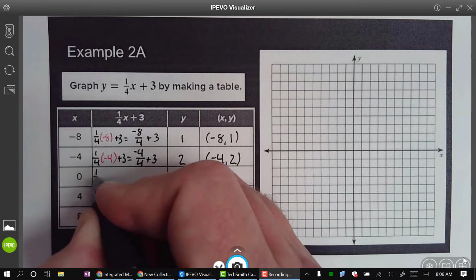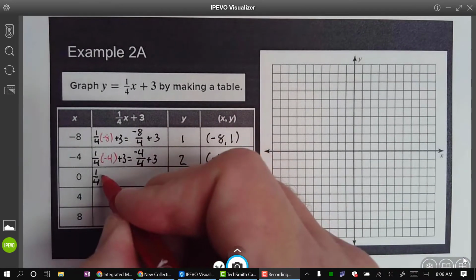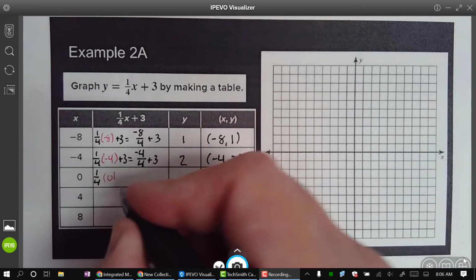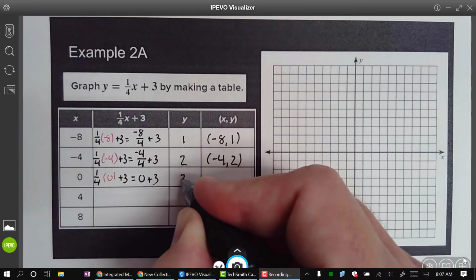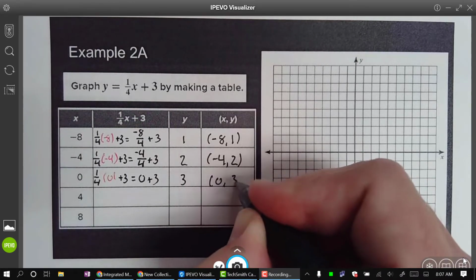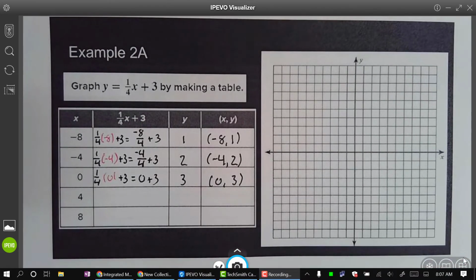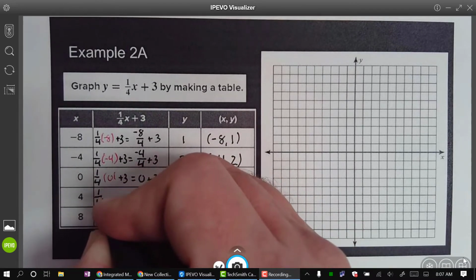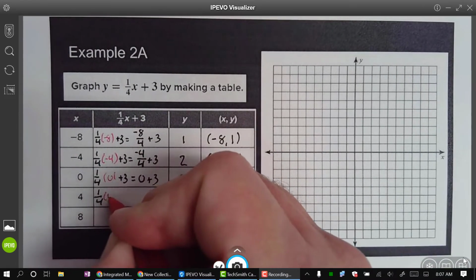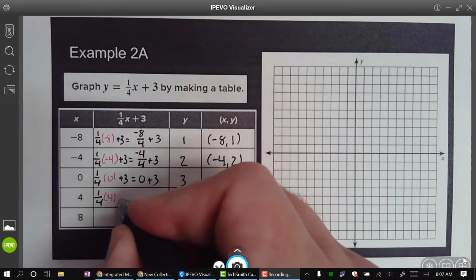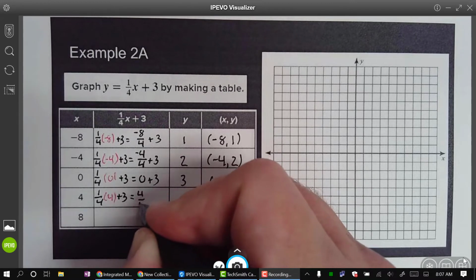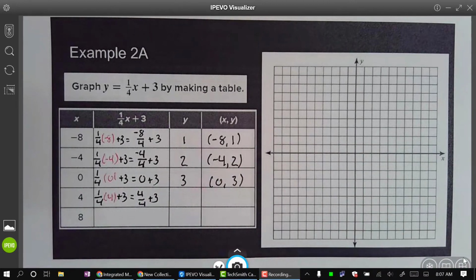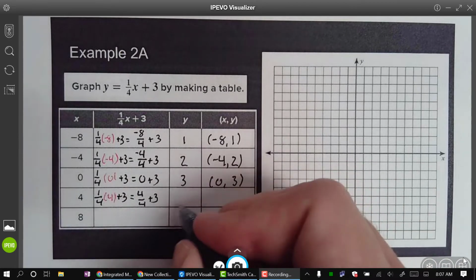0. So 1/4 times 0 plus 3. Anything times 0 is 0 plus 3, which is 3. So 0, 3. 1/4 times 4 plus 3. 4 times 1 is 4 over 4 plus 3. 4 over 4 is 1. 1 plus 3 is 4.